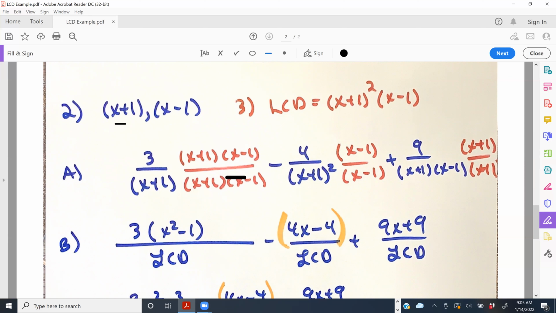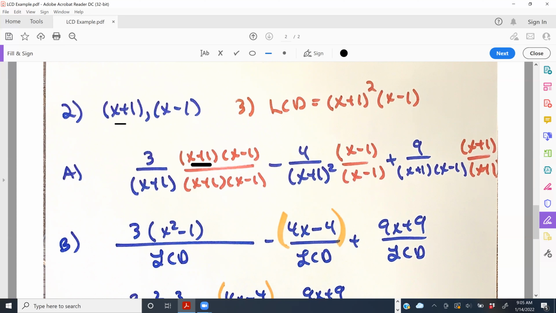So this term in red is my attempt at getting a common denominator. Likewise, from the middle term, I'm missing the x minus 1 term. And from the last term, I need an x plus 1 term. So I multiply by that in both the numerator and denominator.